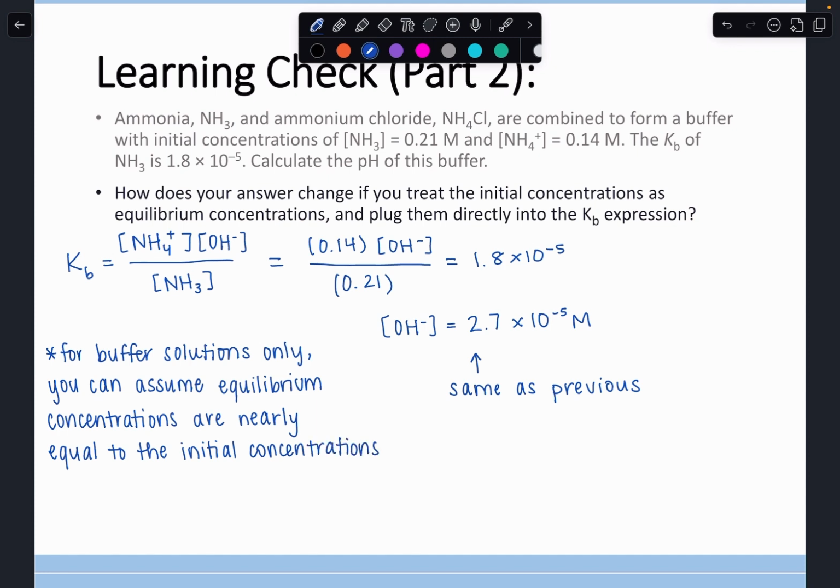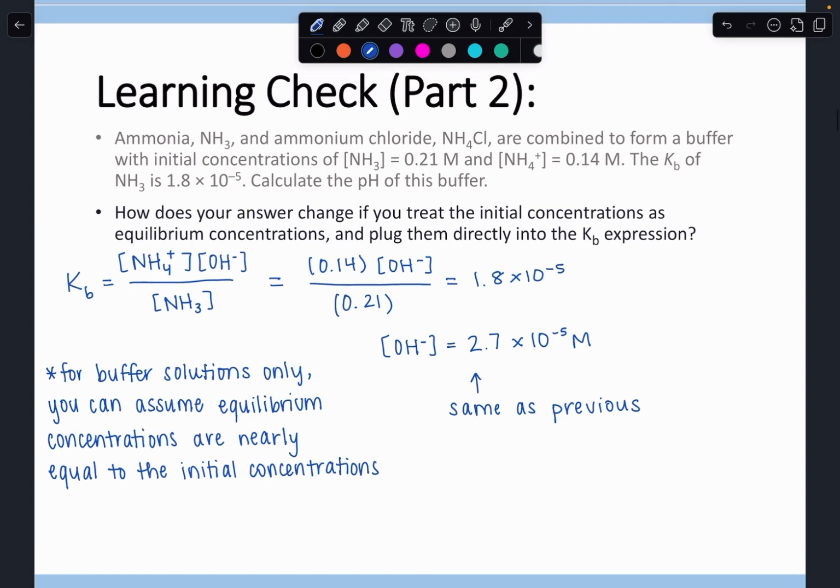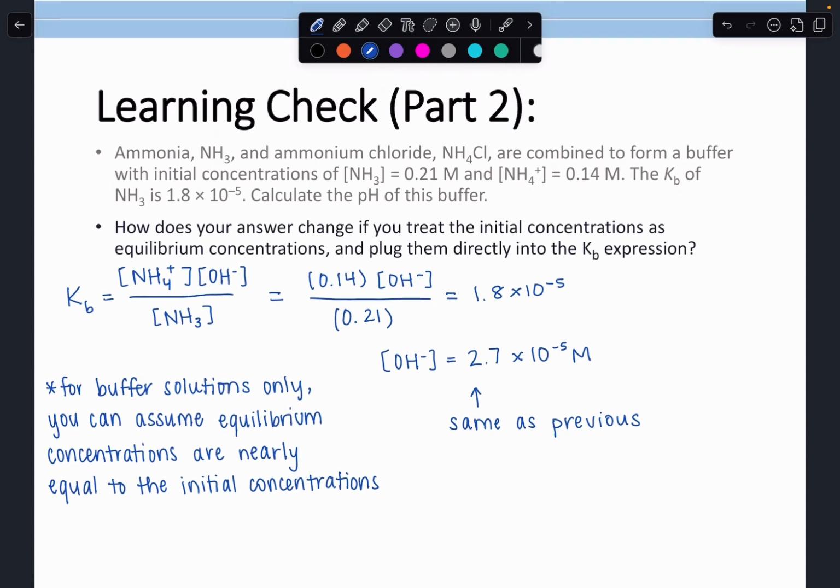So maybe the question comes up, how do you know you're calculating the concentration for a buffer solution? It'll either say in the question that it's a buffer solution, or if you notice that both a base and conjugate acid, or acid and conjugate base, are added to solution, then that will be a buffer solution.